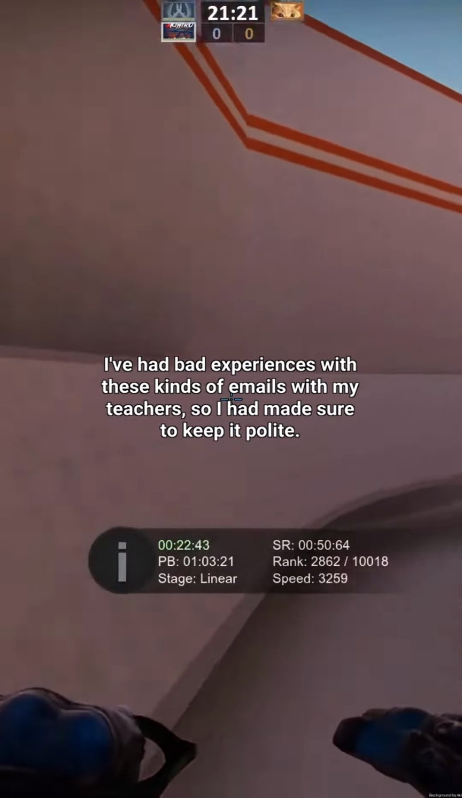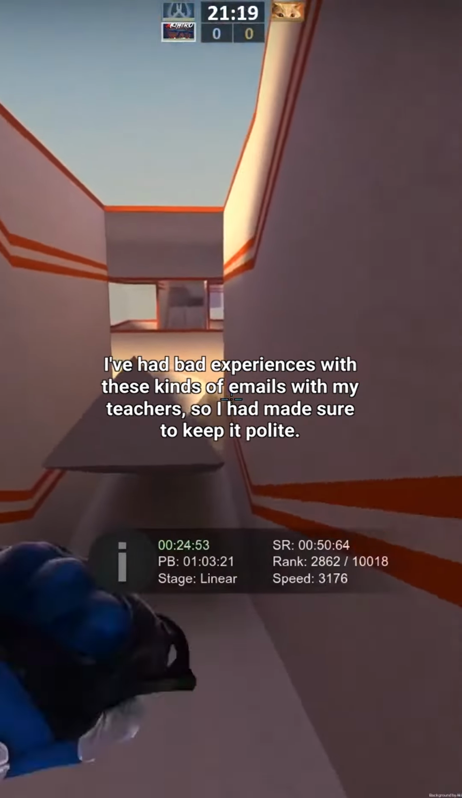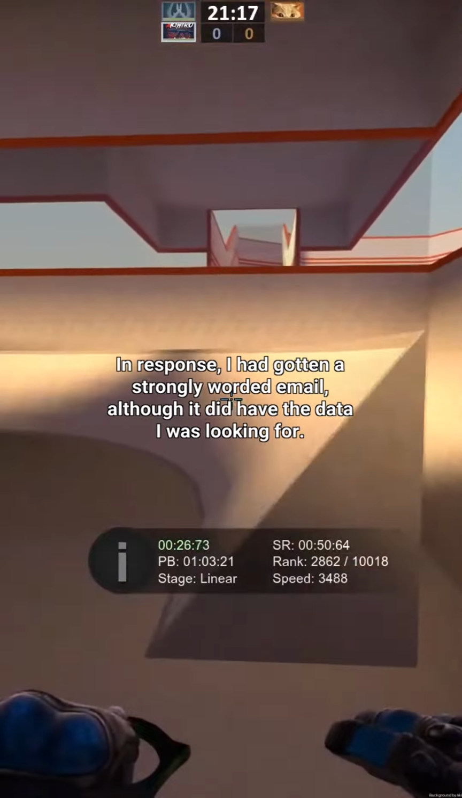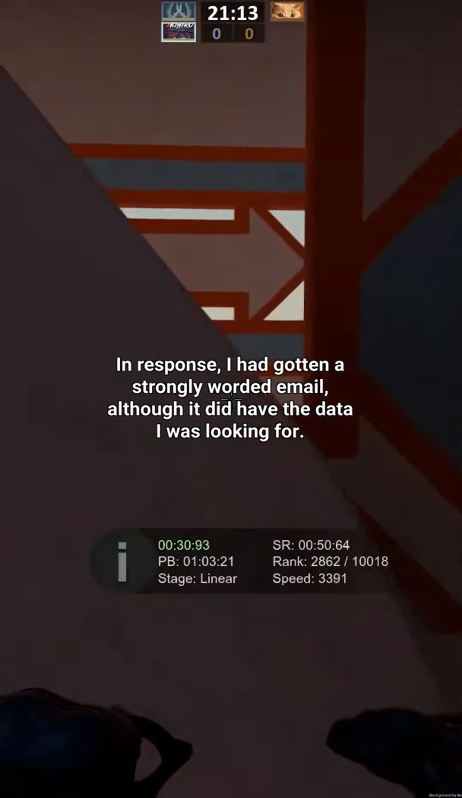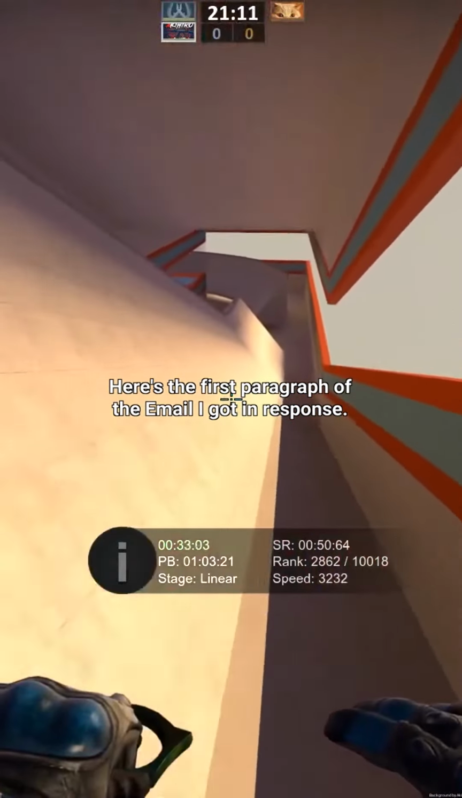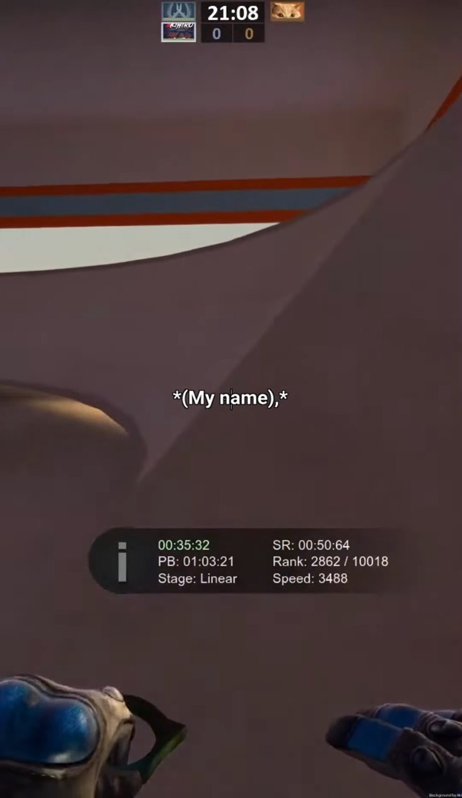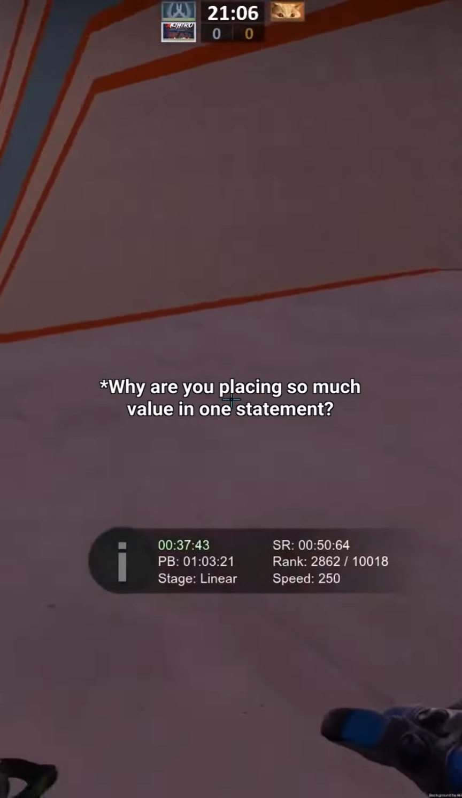I've had bad experiences with these kinds of emails with my teachers, so I made sure to keep it polite. In response, I got a strongly worded email, although it did have the data I was looking for. Here's the first paragraph of the email I got in response. My name. Why are you placing so much value in one statement?